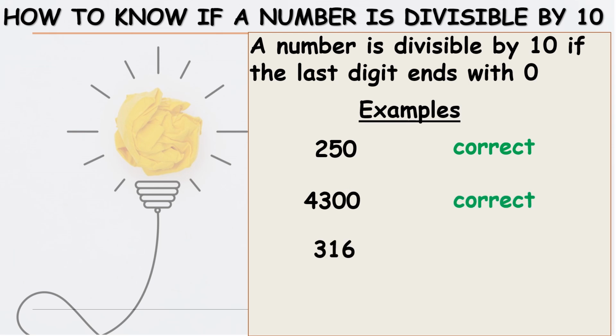Any number that is divisible by 10, that is without a remainder, has its last digit as 0. 360, is the last digit 0? Definitely the last digit is not 0. So 360 is not divisible by 10. 6,650 ends with a 0, so therefore it is divisible by 10.